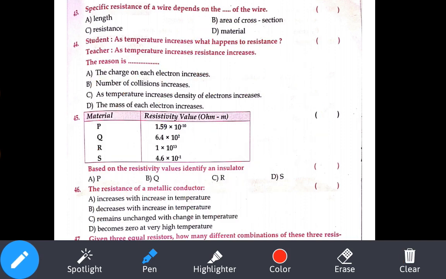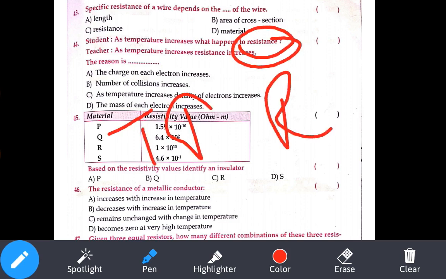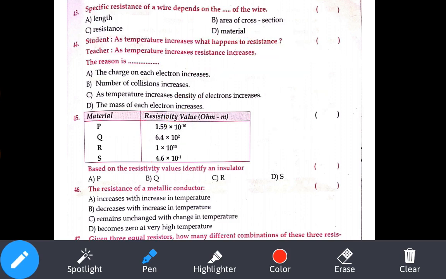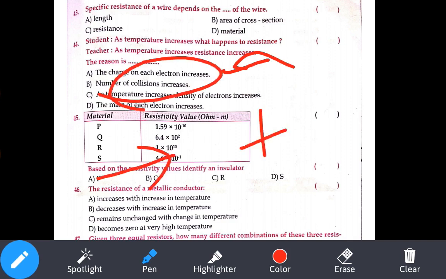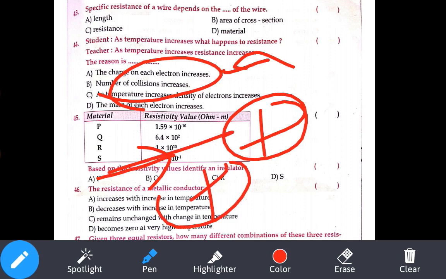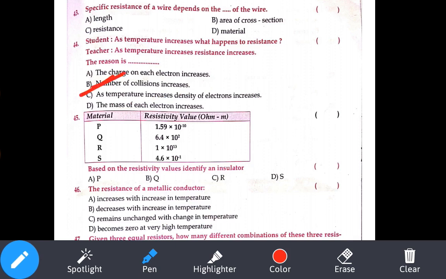Student, as temperature increases, what happens to the resistance? Resistance value also increases. Teacher, as temperature increases, resistance value increases. The reason is the charge of each electron increases. That is wrong. The reason is the number of collisions. Resistance means, as the charge moves through the conductor, it collides with the positive charges fixed in their locations. So heat will be produced in the form of resistance. So we can say that due to the collision is the answer. Number of collisions.